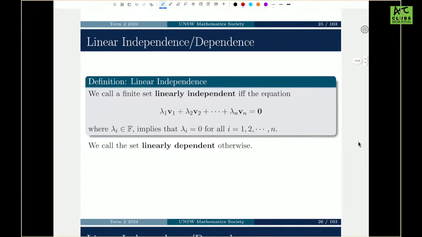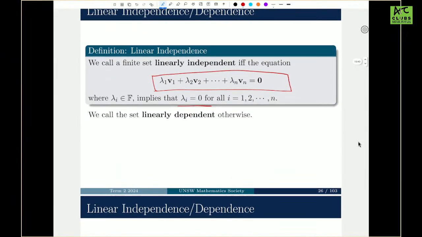Linear independence and dependence. So we call a finite set linearly independent if and only if this being true for some values of lambda i must imply that lambda i equals 0 always. And we call the set linearly dependent otherwise.